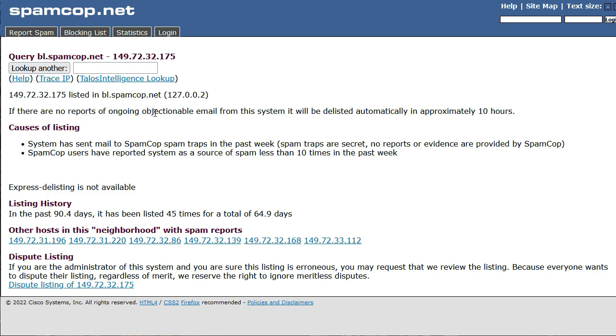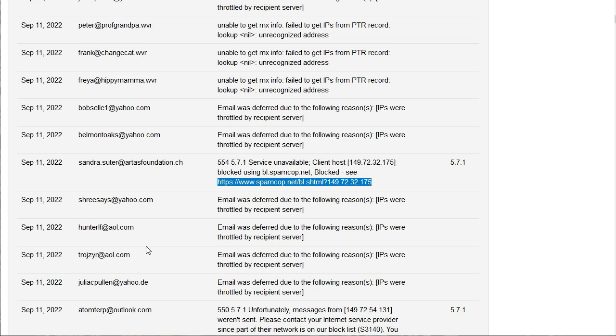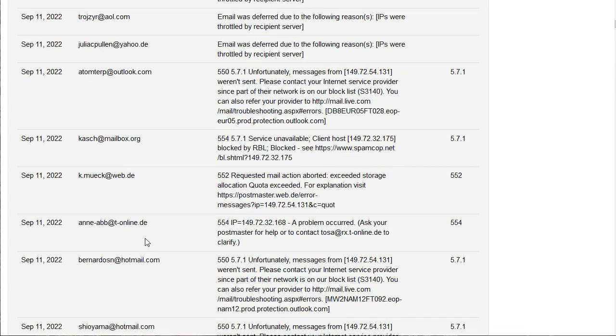There are no reports of this server having sent mail to spam traps in the past. Okay, so someone sent email, and SpamCop has reported it as a source of spam less than 10 times in the past week. I don't know. We have some others. Okay, this one's Outlook.